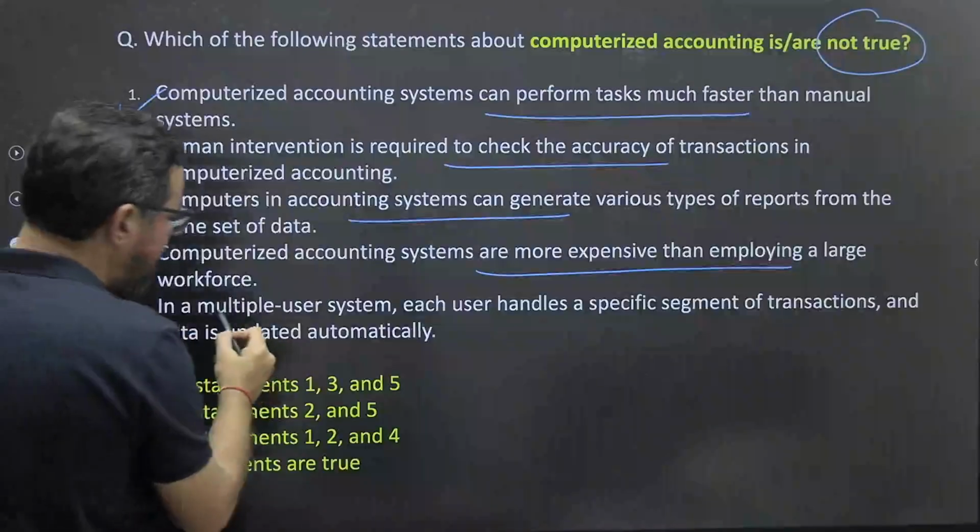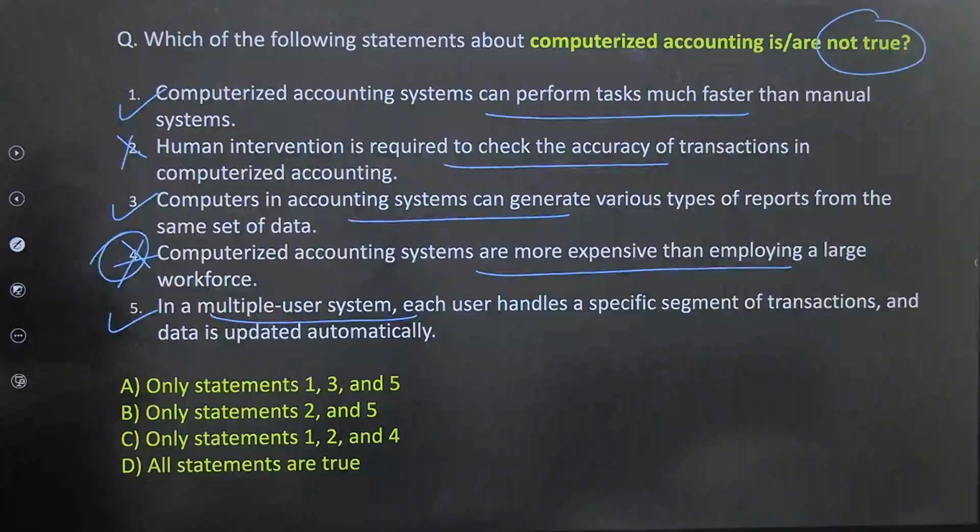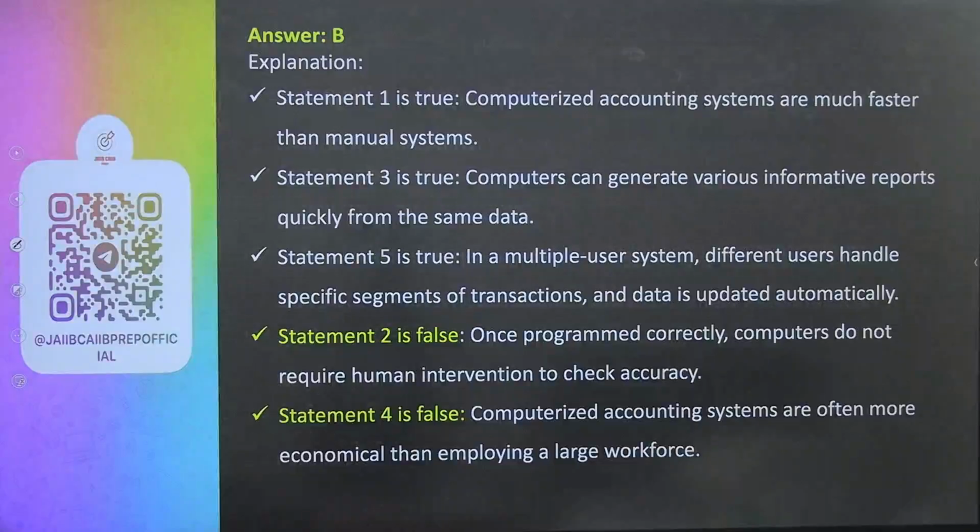In a multiple user system, each user handle a specific segment of transaction and data is updated automatically. So this is also correct. So 2 and 4. Okay, I'll just check this one. I'm not sure. Okay, 2 and 4.